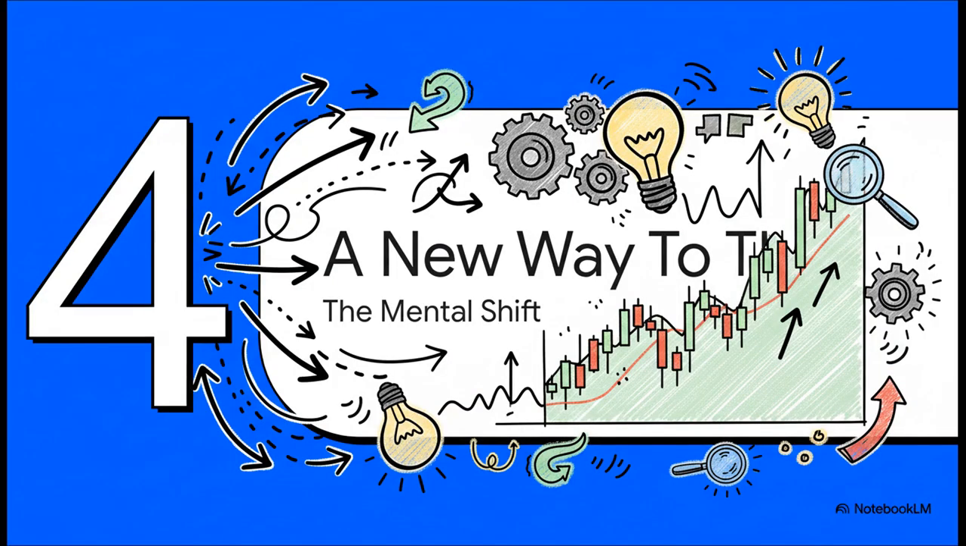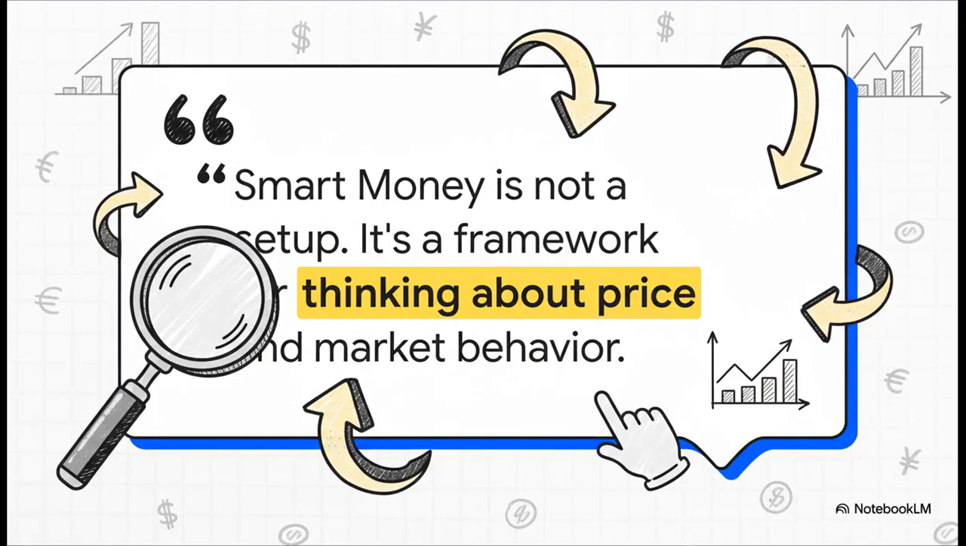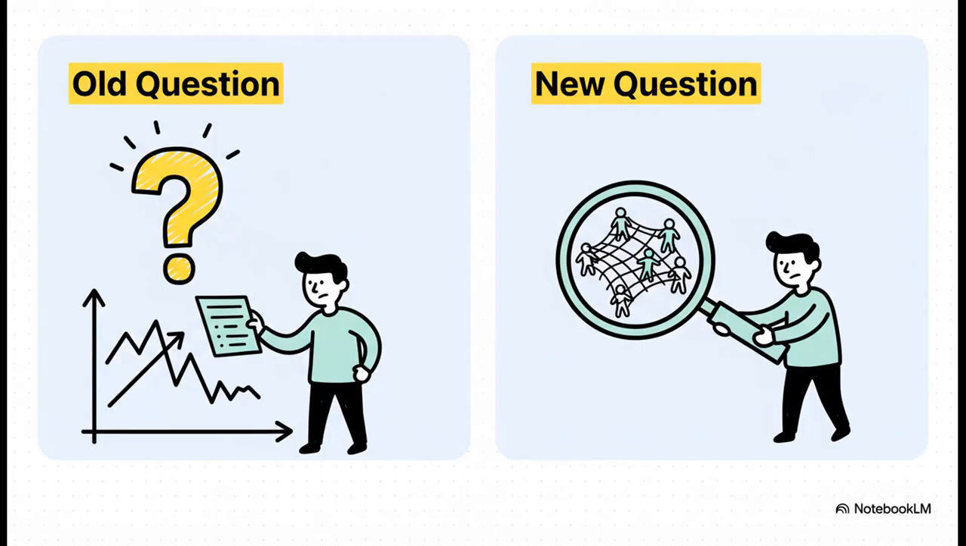So understanding this logic, it requires a complete mental shift in how you see the market. It's about changing the way you look at the chart completely. And this is a really, really important point. Smart money is not just another setup that you can memorize. It is a framework, a way of thinking about price. It's a brand new lens for analyzing why the market is doing what it's doing. And this shift in thinking completely changes the questions you ask yourself. You stop asking, where's a good spot for me to enter? And you start asking a much more powerful question. Where are all the other traders trapped?